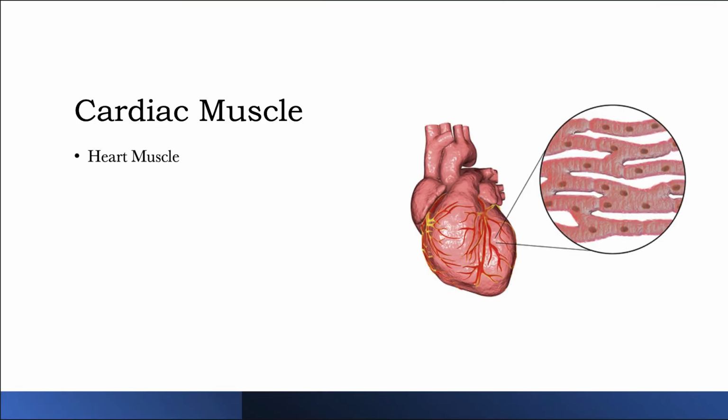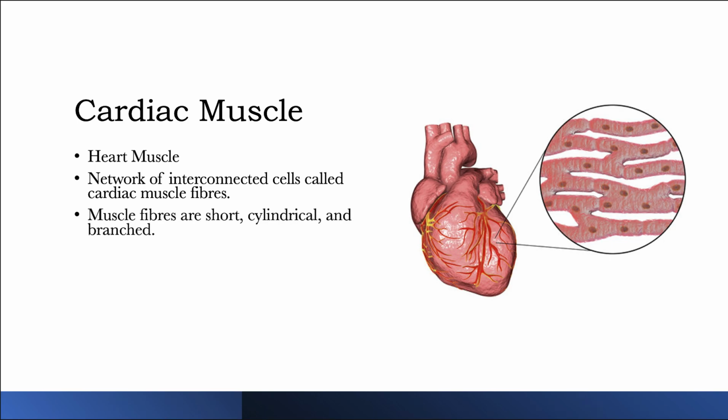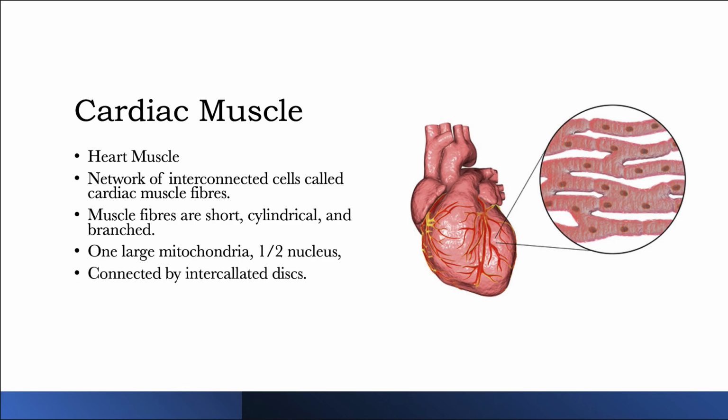Cardiac muscle is what we call the heart muscle, and it is a network of interconnected cells called cardiac muscle fibers. These muscle fibers are short, cylindrical, and branched. Usually, they have one large mitochondria for every one or two nuclei, and they are connected by what we call intercalated discs, and we are going to look at them. They have actin and myosin, but their actin and myosin give what we call faint striations. So their striations are not as strong as the striations we saw in skeletal muscle.